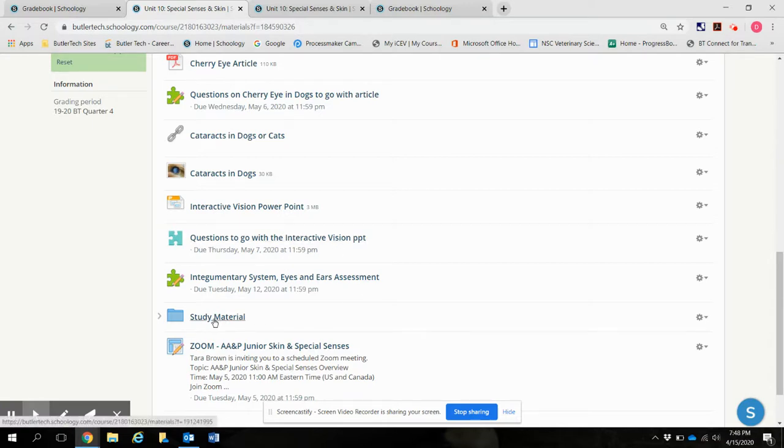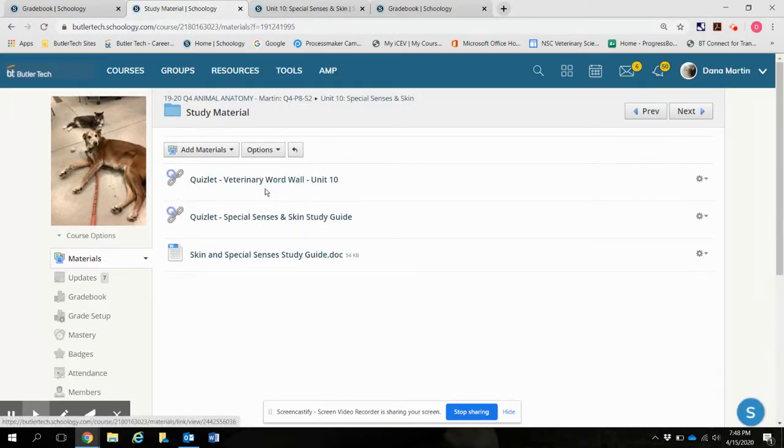And then definitely in the study materials here, we have the Quizlet over the word wall, the terminology from this unit. We also have the Quizlet over special senses and a study guide, and then here is your study guide. If you are able to print that out, I would do that. If not, grab paper and a pen and start jotting down the stuff that's on that.